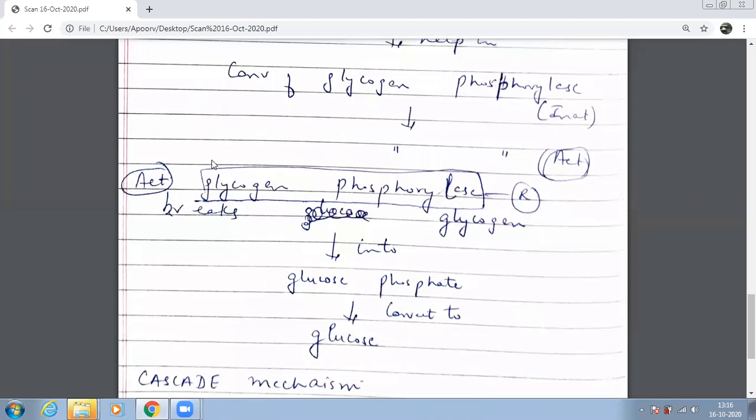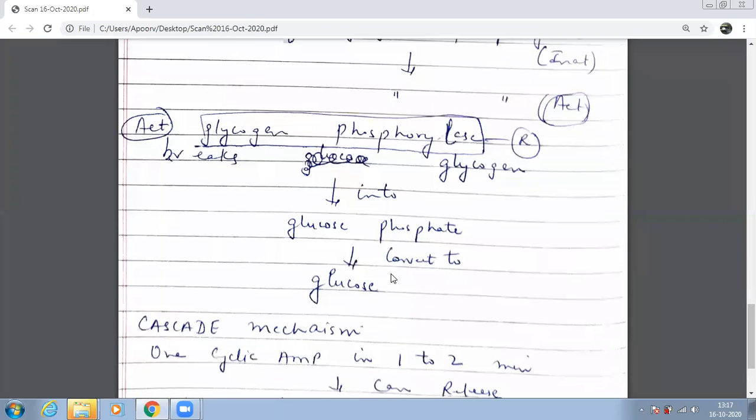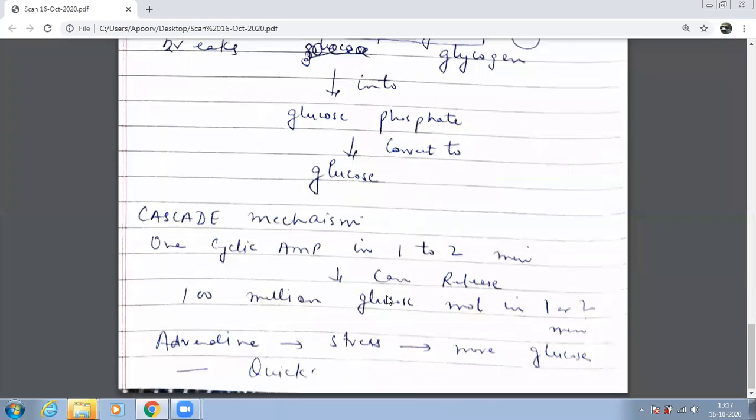I put a circle everywhere. ACT is active, and R is reaction. Wherever it is R, it's a reaction. Active glycogen phosphorylase will cause the reaction that your glycogen will change into first glucose phosphate, and glucose phosphate will convert to glucose. Because it's a cyclic step-to-step process, that is why this mechanism is also known as the Cascade Mechanism.